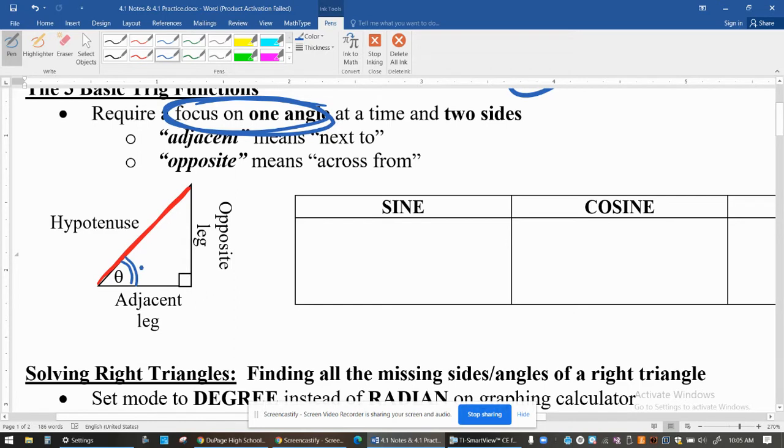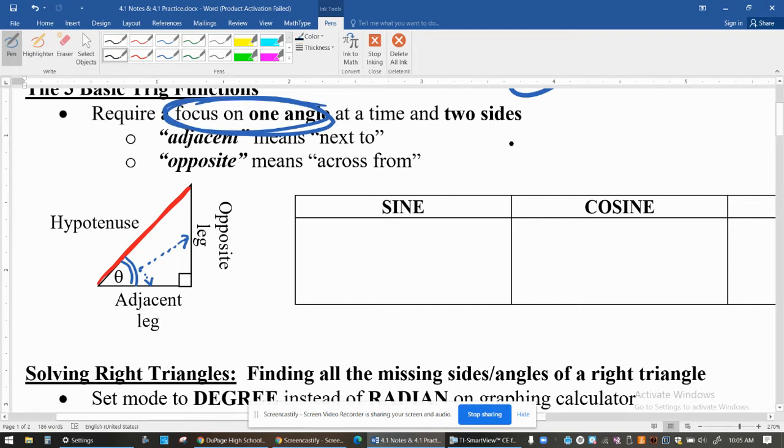But once you focus on a specific angle and you look opposite of it, we consider that the opposite leg. We represent that side with the letter O. The side that is next to it is considered adjacent. Technically, there are two sides that make up angle theta, two sides next to it, but one of them is the hypotenuse. So the other one you call the adjacent leg.